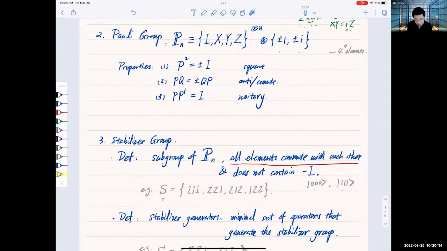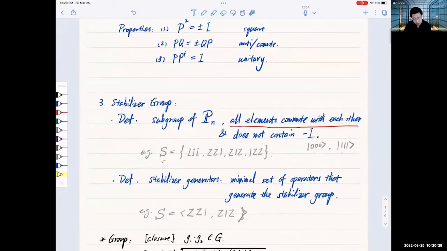The stabilizer group is a subgroup of the Pauli group, and all the elements, as illustrated here, commute with each other. The commuting is important because we want co-eigenstates of these operators. In the stabilizer group, you'll find that the product of any elements is also in the group. Therefore, you can further reduce it.